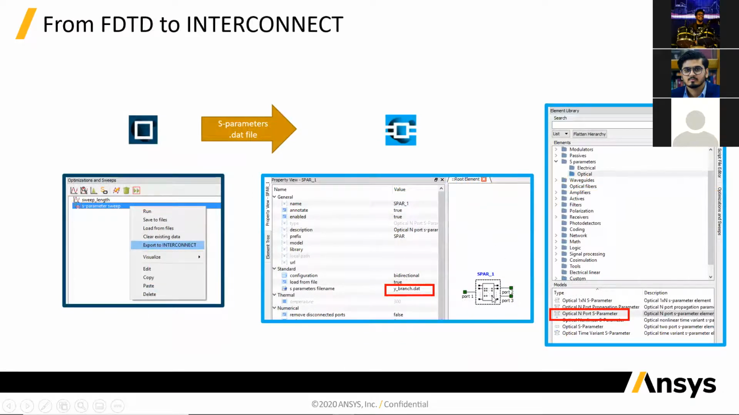In interconnect, you use an element called an S parameter element, and then you load the data that was saved from your Fdtd simulation, and you end up with a compact model that you can use in your circuit.